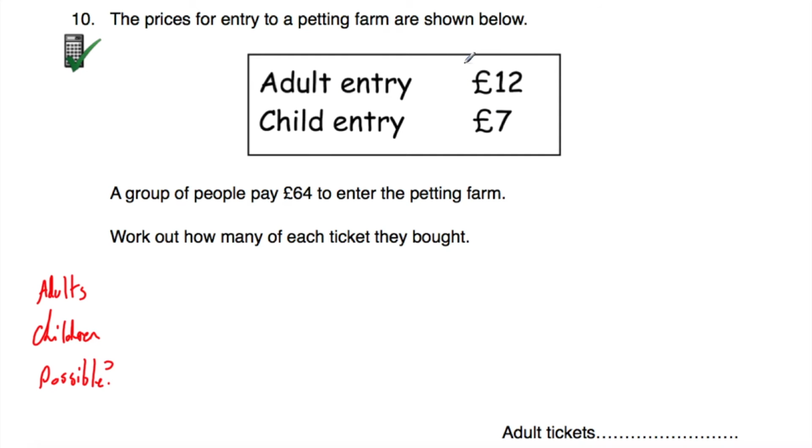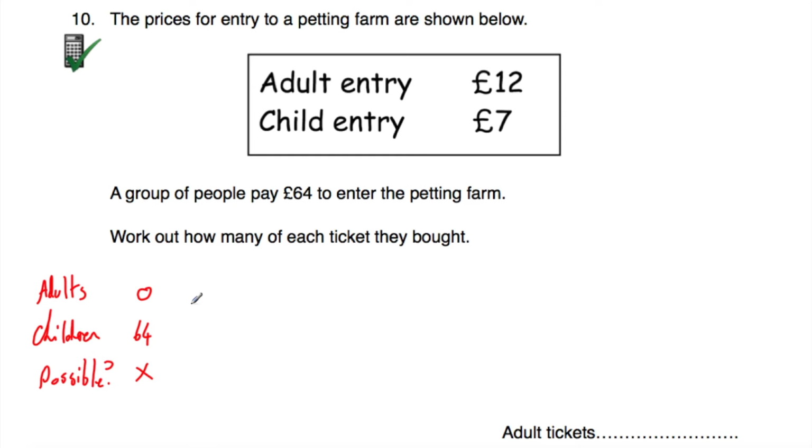So if there were no adults altogether, well, there's no adults, so the price of the adult tickets would be £0. Now, because of £64 altogether, that means that the children amount would have to be £64, because 0 plus 64 is equal to 64. But 64 is not in the 7 times table. 7 times 9 would be 63, but 64 is not in the 7 times table, so that's not possible. We can't make £64 just using £7 child tickets.